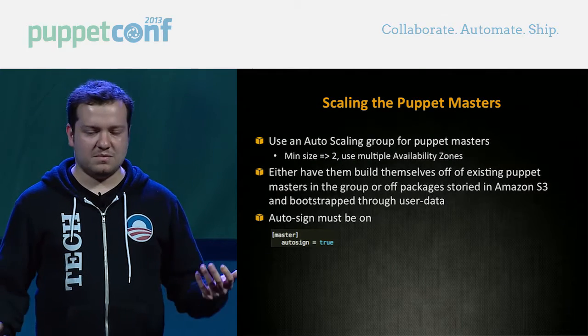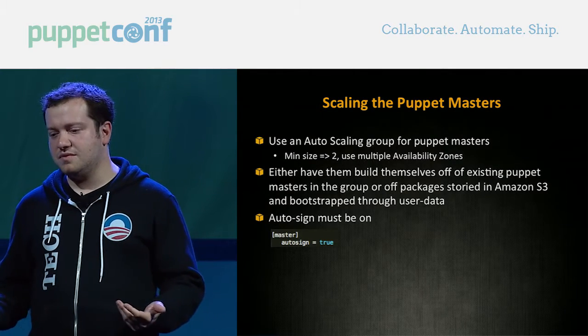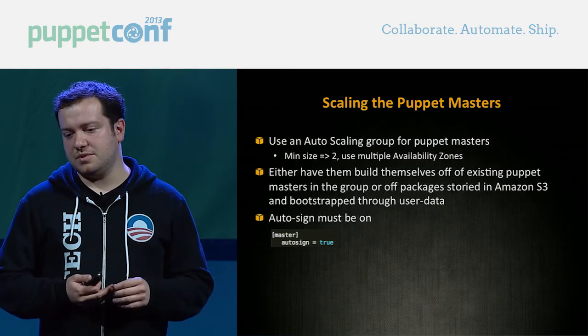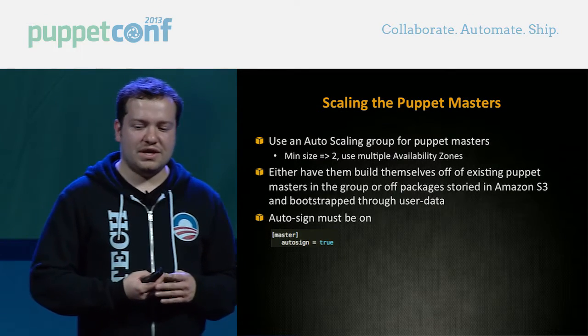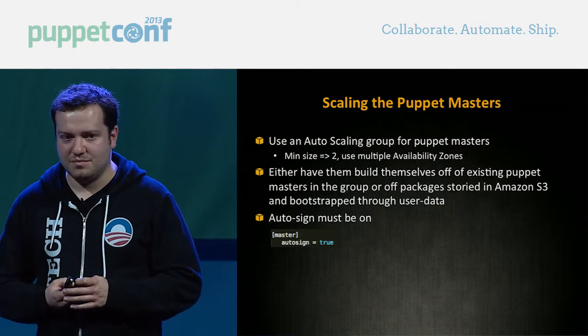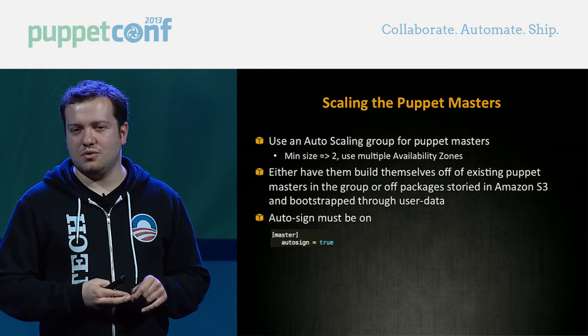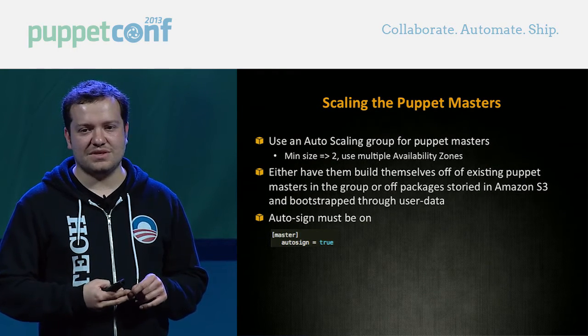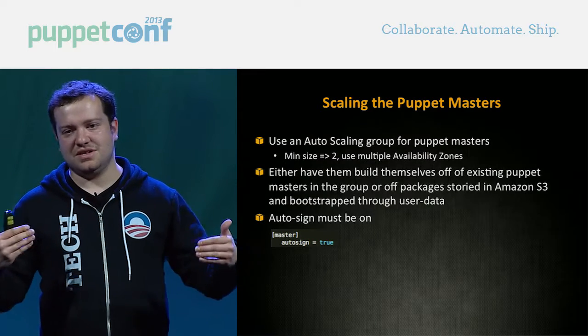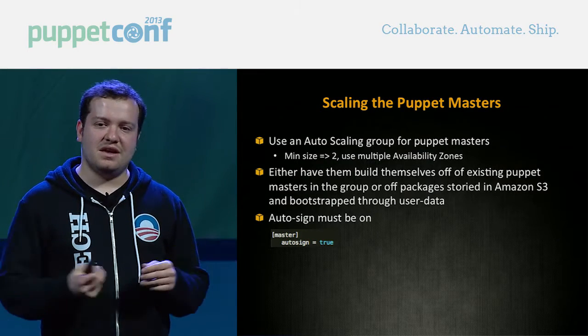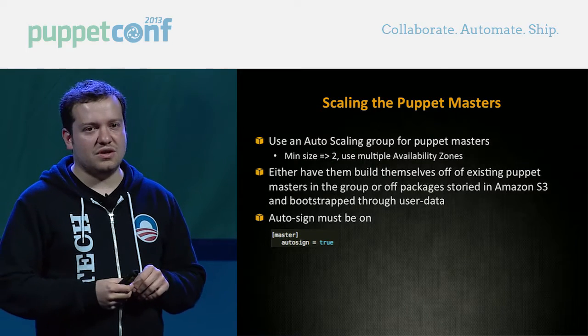And it had a minimum size of 2. So there was always at least 2 of them. They were in multiple availability zones. And there's 2 ways that we found that you could have them bootstrap themselves. What we did was we always assumed that there would be one Puppet master in service. So we had the Puppet master build itself off the existing Puppet masters. And that worked pretty well.